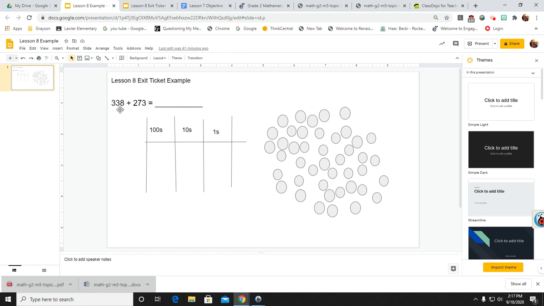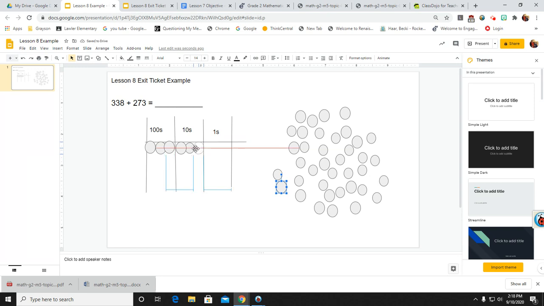So my problem is 338 plus 273. So I'm going to first model 338. So I'm just going to click and drag these little circles. 1, 2, 3. So I have 300. I need 3 tens. 1, 2, 3. And I need 8 ones.